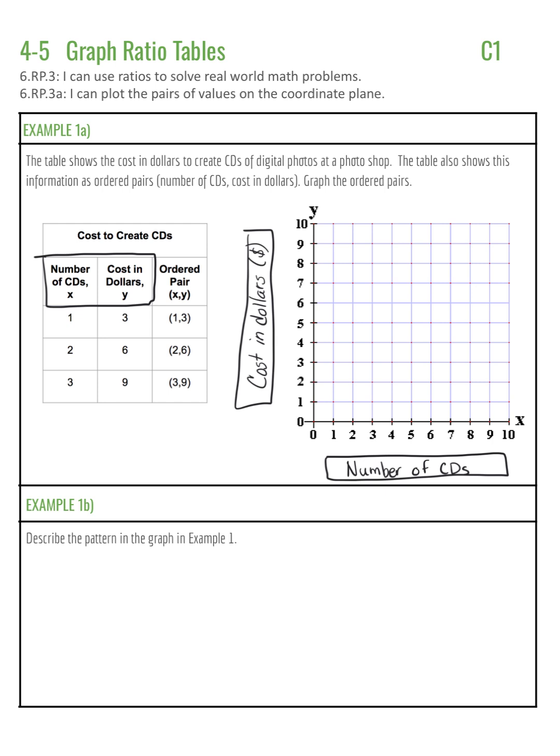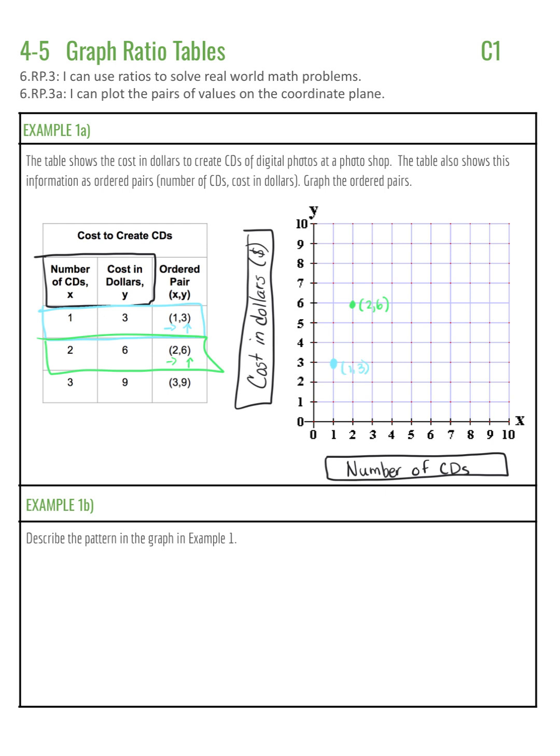So the first one I'm going to graph is 1, 3. That means to the right 1, and then I'm going to go up 3. So 1 CD for $3 is right here. The next one is 2, 6. So 2 CDs is to the right 2, and then up 6, which is right here. Oh, and I'm going to label 2, 6 also. I should have labeled the 1, 3, so I'm going to go ahead and label the 1, 3.